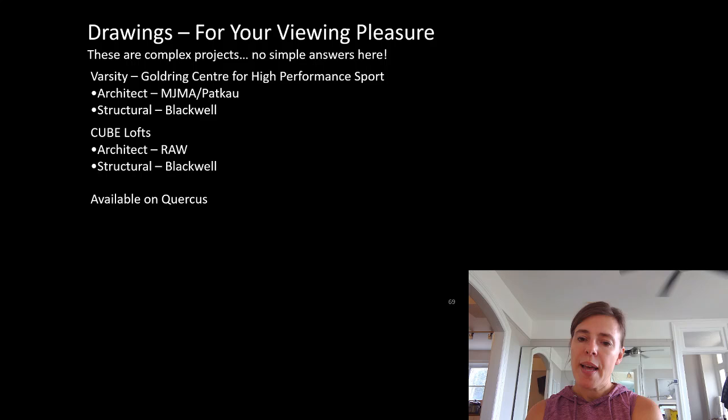Here are the drawings that the architects were so willing to allow us to share, the architectural ones, with you, and I've also provided the structural drawings that I've done. What's interesting is this cube loft was done twice. We did the building in steel, and it went out for tender in 2008, and the week it went out for tender, there was an explosion in the steel market where, not literally an explosion, but China was buying up a lot of steel, and we had a huge shortage here.